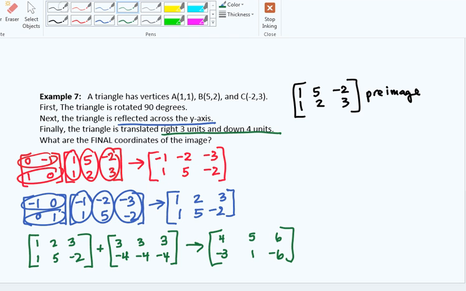It says, what are the final coordinates of this image? Okay, well, our A prime is now 4, negative 3. Our B prime is now 5, 1. And C prime is 6, negative 6.